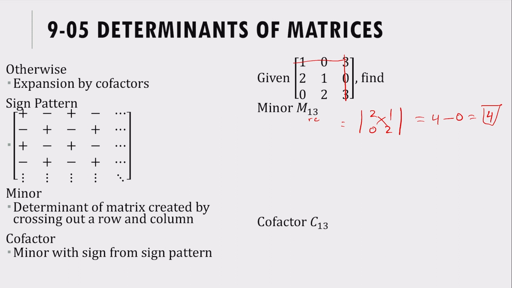Find the cofactor. Well, it's again row 1, third column. So that's a plus. So the cofactor is the sign from the sign pattern with the minor, so it's a plus 4, or just 4.